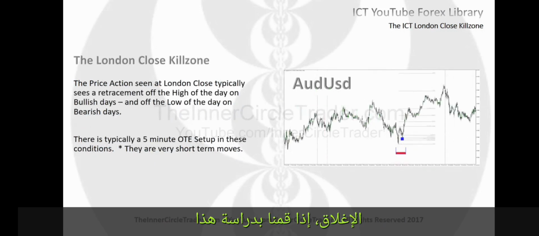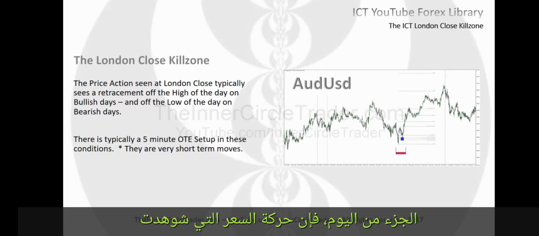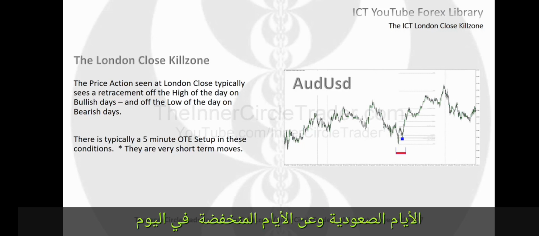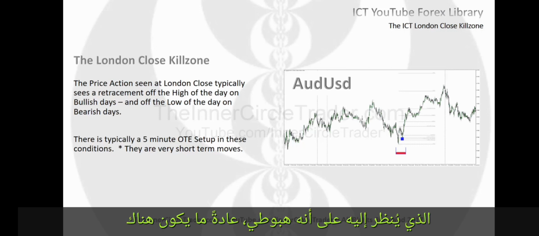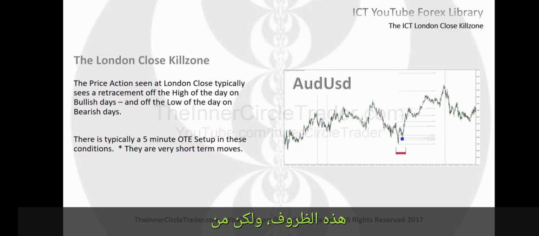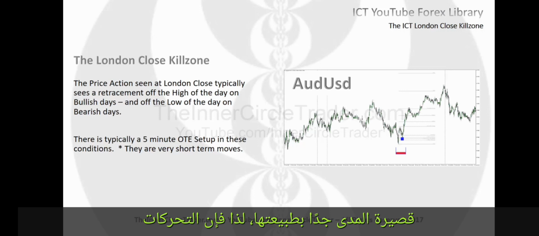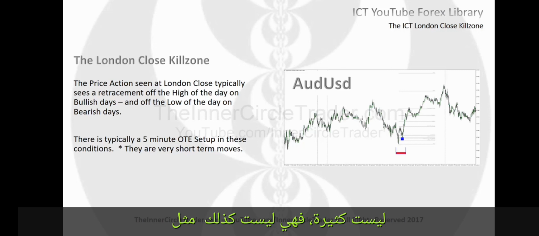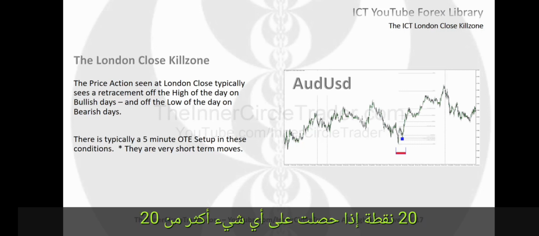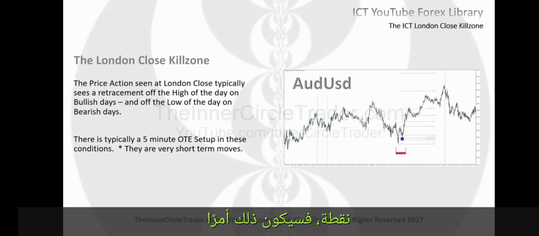The London Close Kill Zone, if we study this portion of the day, the price action seen at London Close typically sees a retracement off the high of the day on bullish days and off the low of the day on days that are bearish. There's typically a 5-minute optimal trade entry setup in these conditions, but it's very important to remember this: they're very, very short-term in nature. So the moves aren't a lot. They're not like the equivalent of a London Open or a New York Open. It's typically going to be very small, short-term, 10, 15, maybe even 20 pips. If you get anything more than 20 pips, it's going to be a rarity for that to occur.